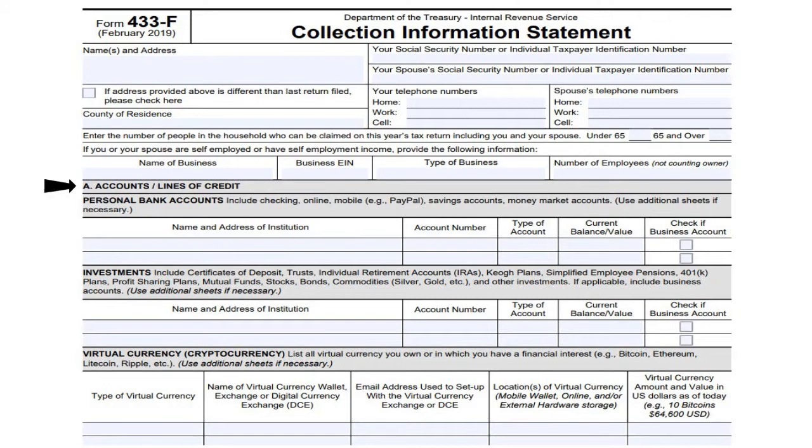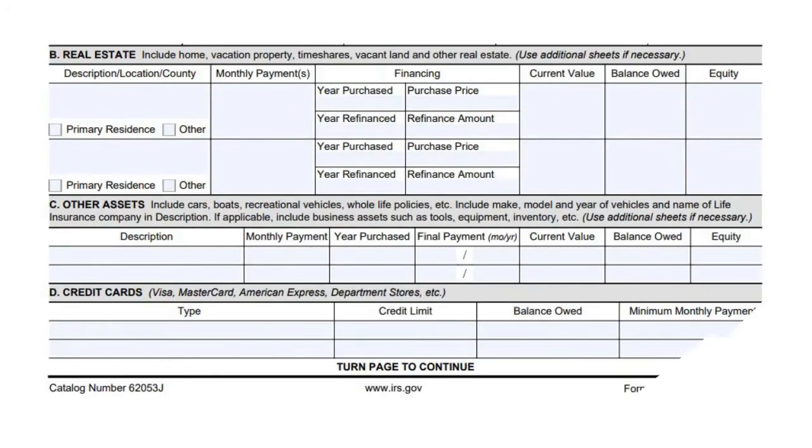So you have accounts, lines of credit. So we're speaking about your assets. So your current assets and your short-term assets, your long-term assets. And so you have line A, you have accounts, lines of credit, so personal bank accounts, investments, virtual currency. So if you have crypto, you really still have to note it here. And so that's for assets. You also have real estate. And then in C you have other assets. So you have three categories of assets.